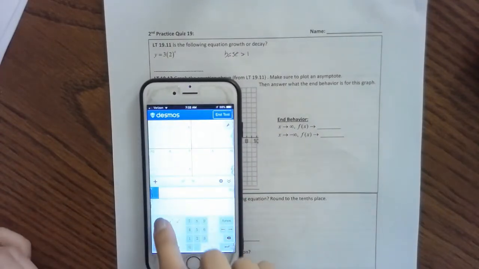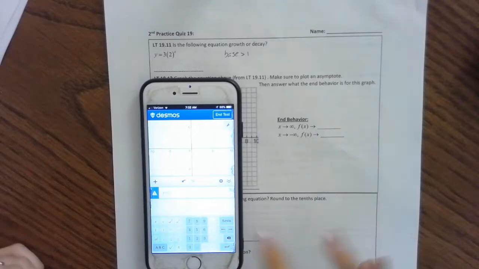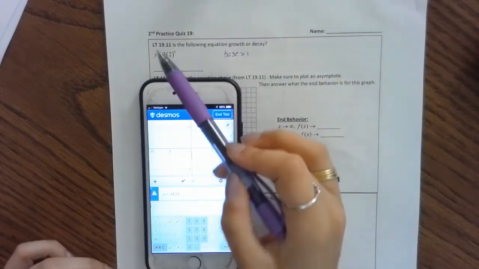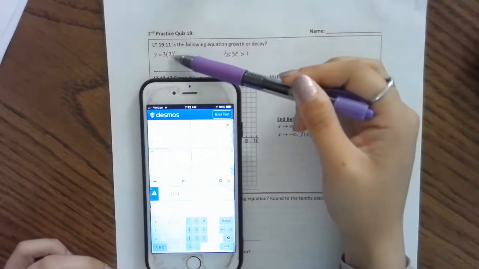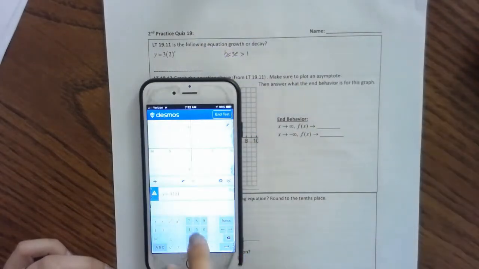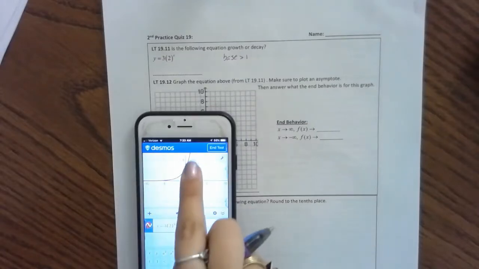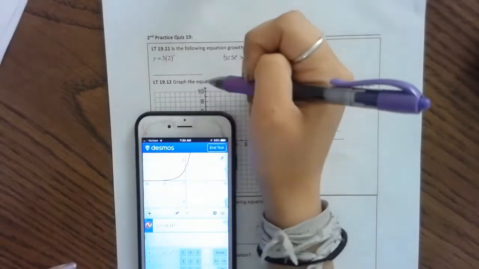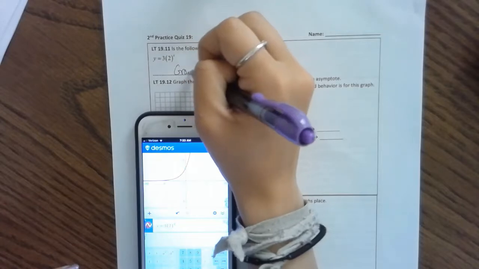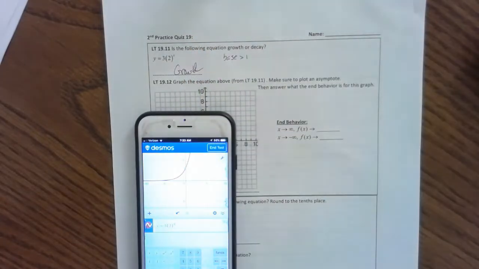All you need to do is plug it into your graphing calculator or Desmos. So 3 parentheses 2 to the x. Remember, you can't multiply the 3 and 2 because only the 2 has the exponent, to the x. There we go. If I look at my picture, clearly it's going up as we go to the right. So this is growth. Super easy freebie question.